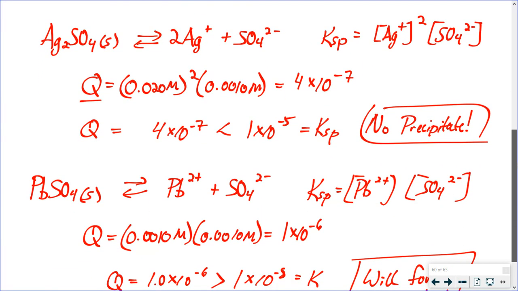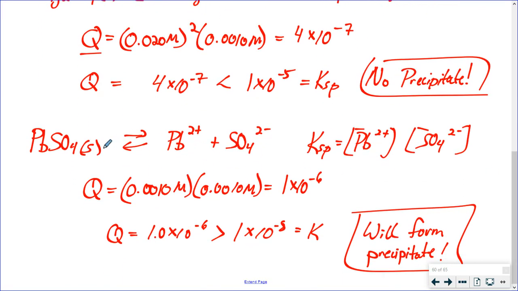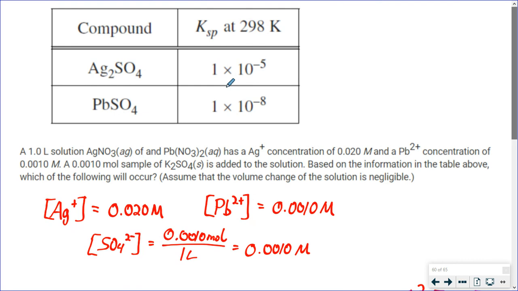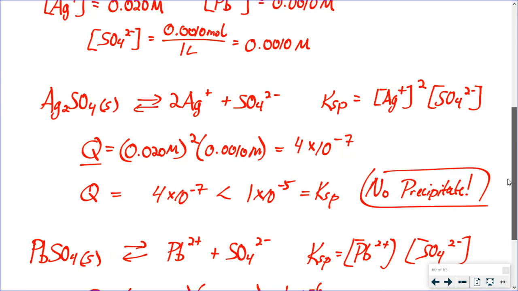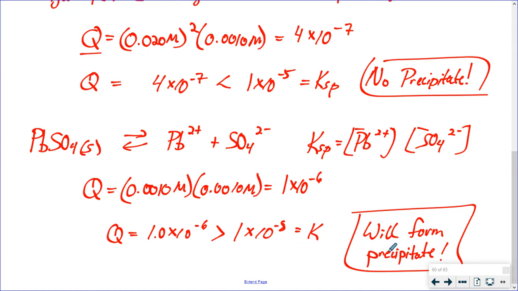But for our other compound, we're going to do the same thing. We're going to have a concentration of each times each other. If you plug in those, you get 1 times 10 to the negative 6. Well, 1 times 10 to the negative 6 is larger than 1 times 10 to the negative 8, which is the KSP given to us in our problem for our lead sulfate. And since Q is larger than KSP, we're going to have a precipitate form. In other words, there's too high of a concentration of lead and too high of a concentration of sulfate in the solution.